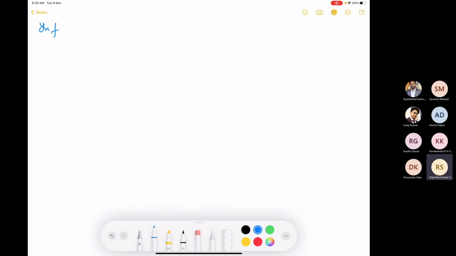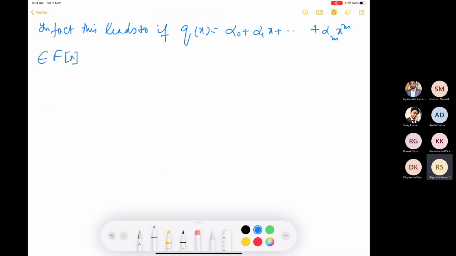So, in fact, this leads to proving that if q(x) is a polynomial, let us take alpha naught plus alpha 1 x, up to alpha m x^m, a polynomial here in F[x], then q(T) will be what? Alpha naught I, alpha 1 T, and so on, and alpha m T^m, which is also a linear transformation here.